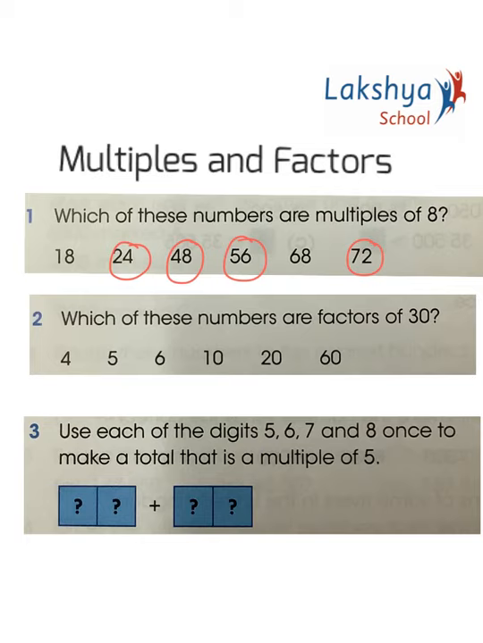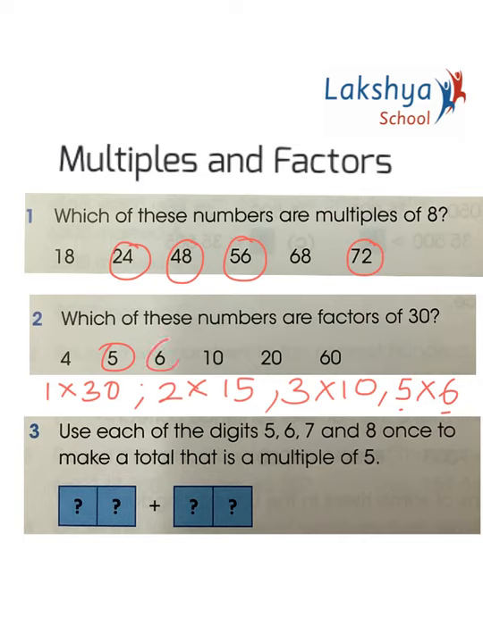Question 2. Which of these numbers are factors of 30? Let's recall all the factors of 30. I say 1 30 is 30, 2 15s is 30, 3 10s is 30, 5 6s is 30. So let's check the factors of 30. So we see that 5, 6, 10 are the factors of 30.